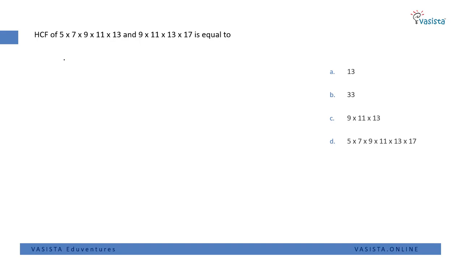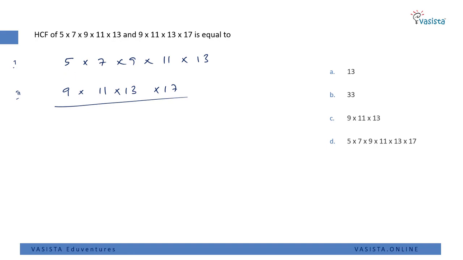this is going to be the first number, 5 into 7 into 9 into 11 into 13. The second one is 9 into 11 into 13 into 17. Right, now this is the first number and this is the second number. You have to select the common terms or common numbers only. Right, see, common factors only.